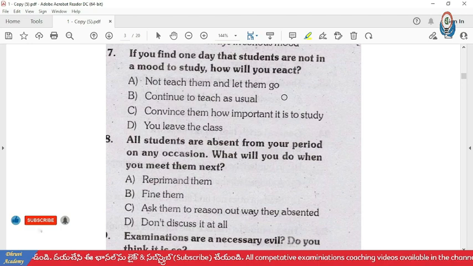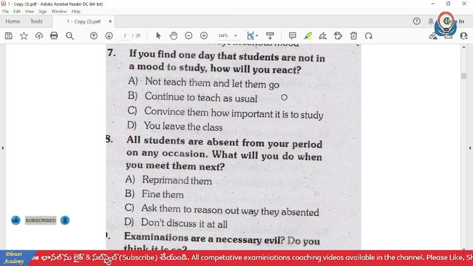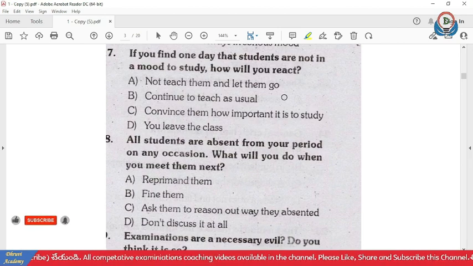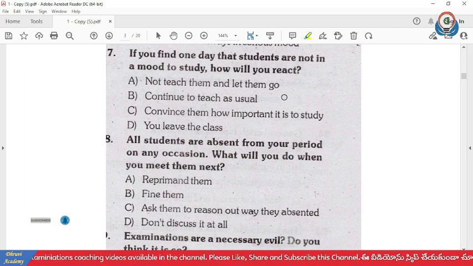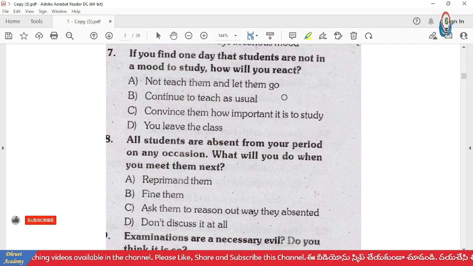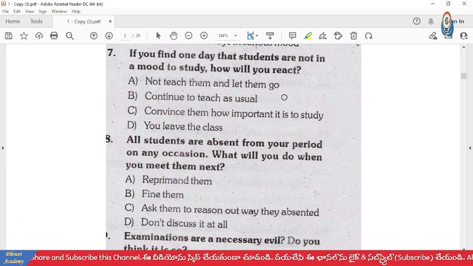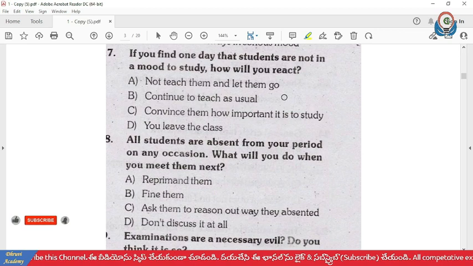If you find one day the students are not in a mood to study, how will you react? A, not teach them and let them go. B, continue to teach as usual, or C, convince them how important it is to study. D, you leave the class. Which is the right answer?